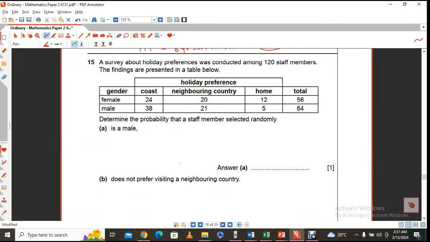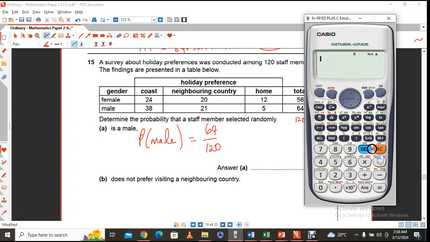A survey of holiday preferences was conducted amongst 120 staff members. If you were to add the males, which is 64, plus the females, which is 56, you get 120. And from here, they're asking, determine the probability that a staff member selected randomly is male. So first of all, the probability that the member will be a male staff member is the total number of males over the total number of staff. So you have 64 upon 120. You can go ahead and simplify this. It's 8 over 15.